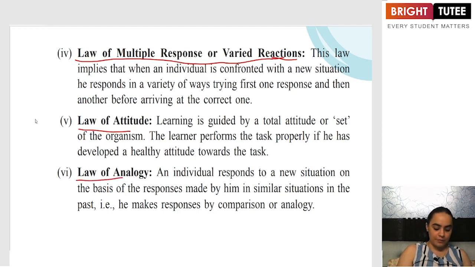Then we have the law of analogy. Now what does it mean? Analogy means comparison. We get the analogous questions also in our exams, right? This means that when a person comes across a new situation, obviously, he is going to compare if in the past also that person has been through a similar situation. Okay? Let's say I was driving my car and my car had a punctured tire in the middle of the road. I did not know what to do. But then I recollected a time when my brother had changed the tire in front of me. Keeping that in mind, I took out all the tools and I ended up doing it myself.